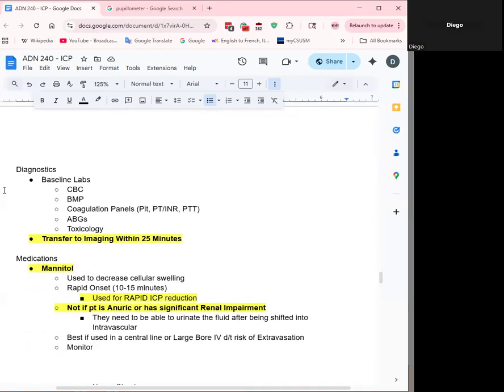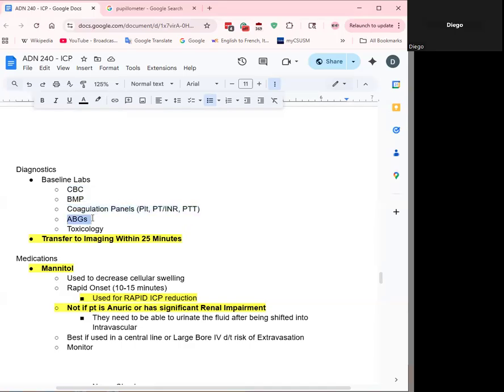Okay, so for the diagnostics, basic labs. A lot of the ICP stuff is going to increase your risk. Let's say someone has increased ICP or trauma. They could have another stroke if that's what they came in for. Regardless, having blood pressure be super high increases your risk of a hemorrhagic stroke, and all that stress increases your risk of throwing clots. So coagulation panels are important.